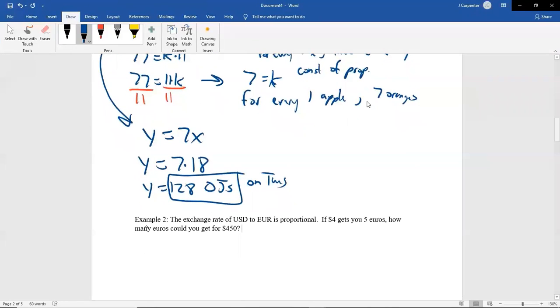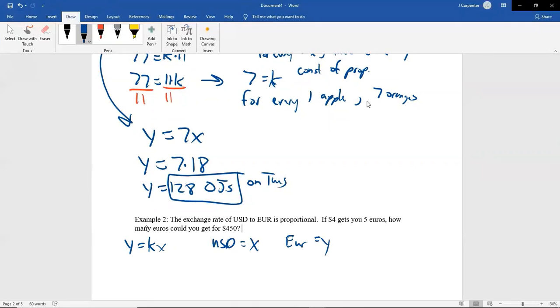All right, so here's what we can do. We can say, well, it's proportional, so we can write y equals kx. But we got to call y and x something very specific. Now again, which one I call which doesn't technically matter. I'm going to choose to call the USD, the US dollar amount, the x, and the euro amount, the y.